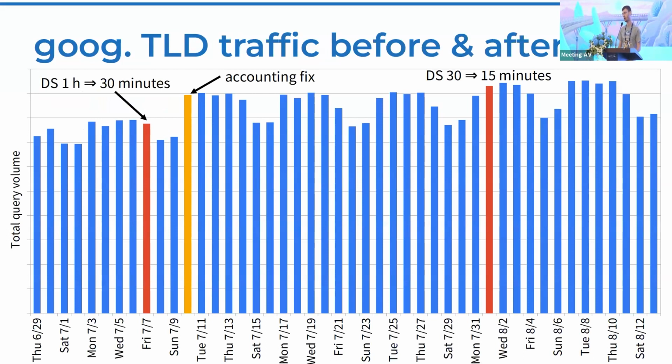And the yellow bar is the kind of embarrassing part of the presentation, because it turns out that after the experiment started and after they lowered the TTL for the first time, they realized that the accounting was incorrect, and some queries which had a different letter case in the TLD label were not counted. So part of the increase on the right side can be attributed to the accounting fix. On the chart, you cannot really see any difference with the naked eye.